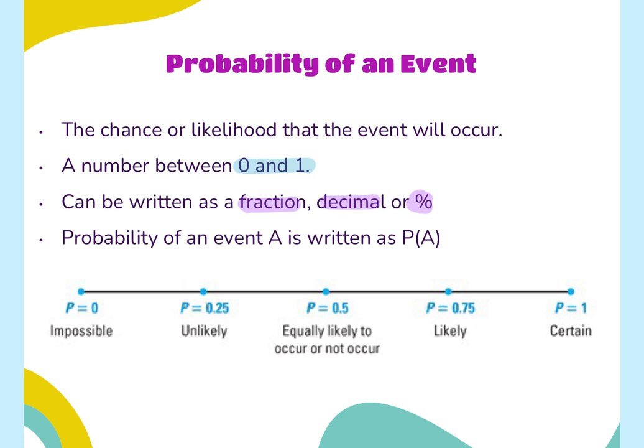The notation for the probability of an event: if we're saying the probability of event A occurring, then it will be written as P with parentheses of A. If it was probability of event B, then I would just do P parentheses B.